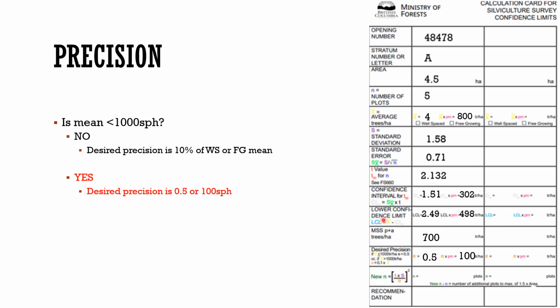Okay, next up on the card, we just have to write down our MSS, which is 700 stems per hectare, and then we need to work on desired precision. So it explains how to determine precision right here. Basically, if your mean is greater than 1,000 stems per hectare, then it is 10% of your well space or free growing mean. So if your free growing mean or your well space mean is 1,100, then your precision would be 110. In contrast, when your mean is less than 1,000 stems per hectare, which is our situation, our mean is 800, then your desired precision is set at 0.5. And if you multiply that by your plot multiplier, that equates to 100 stems per hectare.